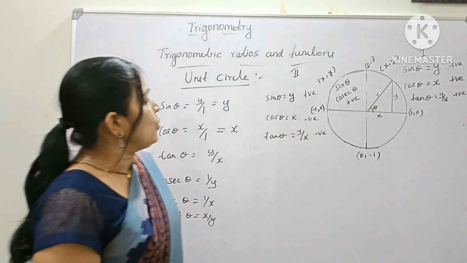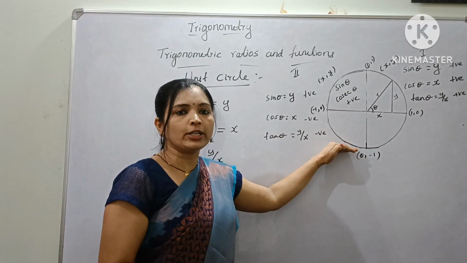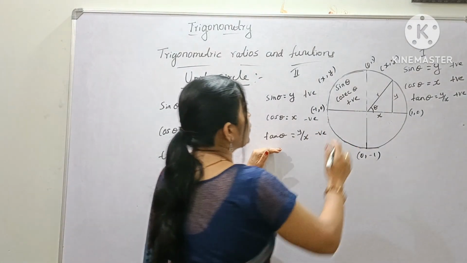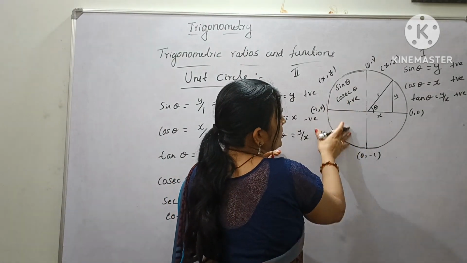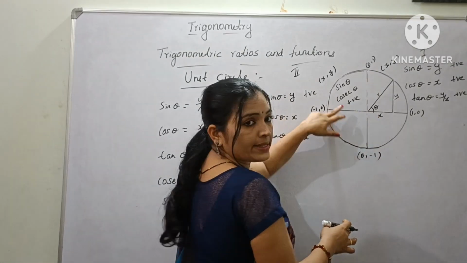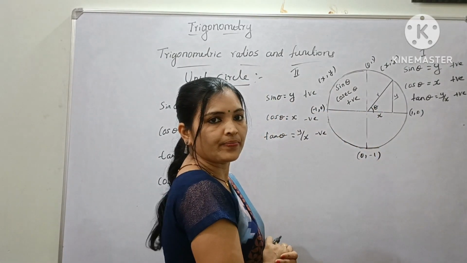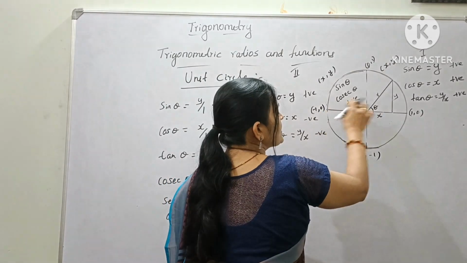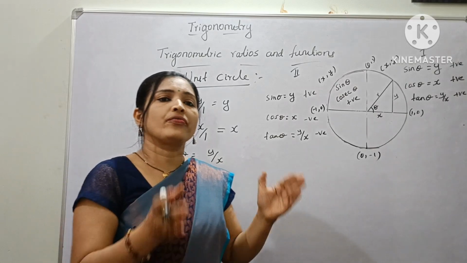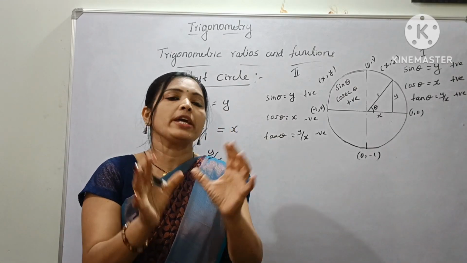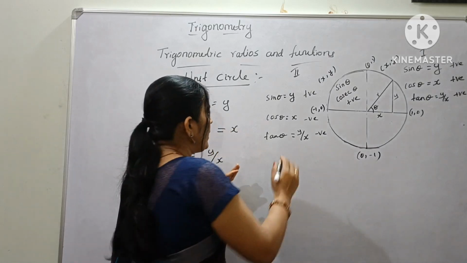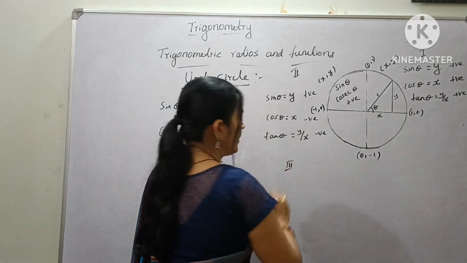Now let us go to the third quadrant. The third quadrant is this region between the negative x-axis and the negative y-axis. So here all the values of the x coordinate and y coordinate in the ordered pair are negative. Both are negative.